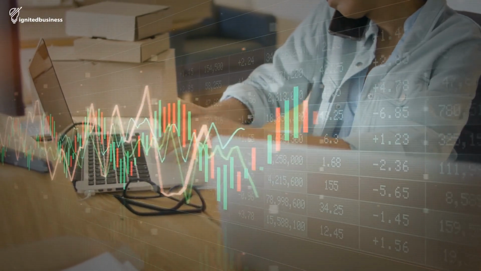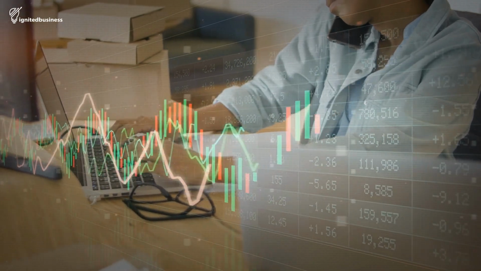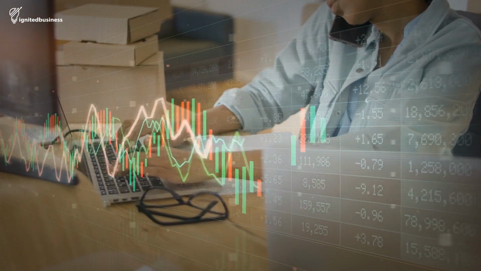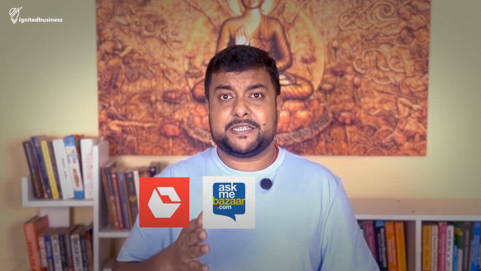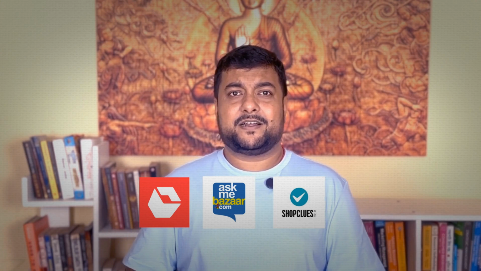This biased information fueled inflated valuations and aggressive expansion plans, ignoring early warnings about high cash burn rates and customer distrust. Many e-commerce companies expanded unsustainably, and consequently India became the e-commerce graveyard with the fallen giants like Snapdeal, AskMe Bazaar, ShopClues, etc.